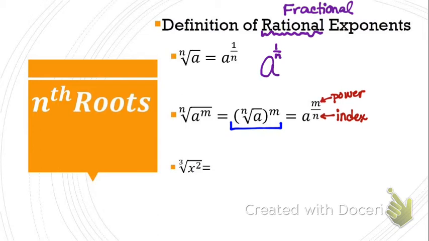Let's try this one down at the bottom. I have the cubed root of x squared. Give me an equivalent way that I could write that using rational exponents. X to the 2/3. Absolutely correct.